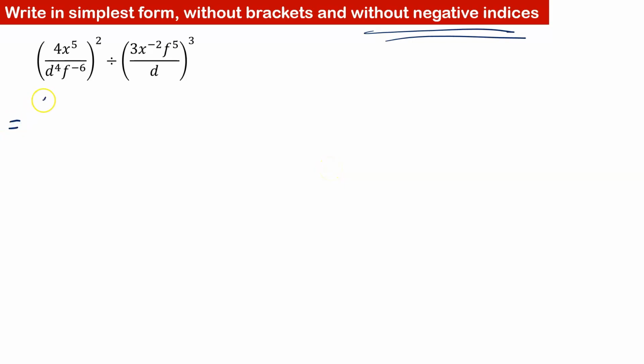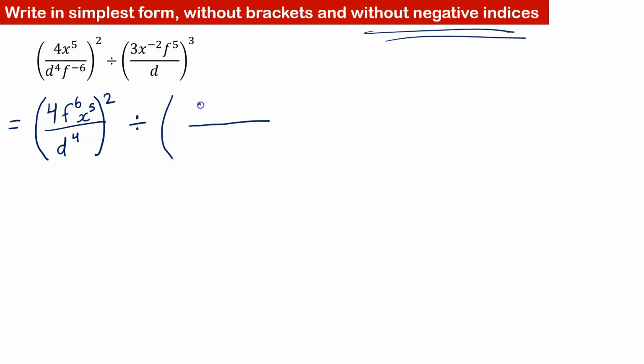Let's go and write it, but without a negative index. So we would have 4 f to the 6, x to the 5 over d to the power of 4, divided by, that x is going to go down in the denominator, so we have this. And now what we're going to do is get rid of the brackets in each one of these two parts. So let's go.